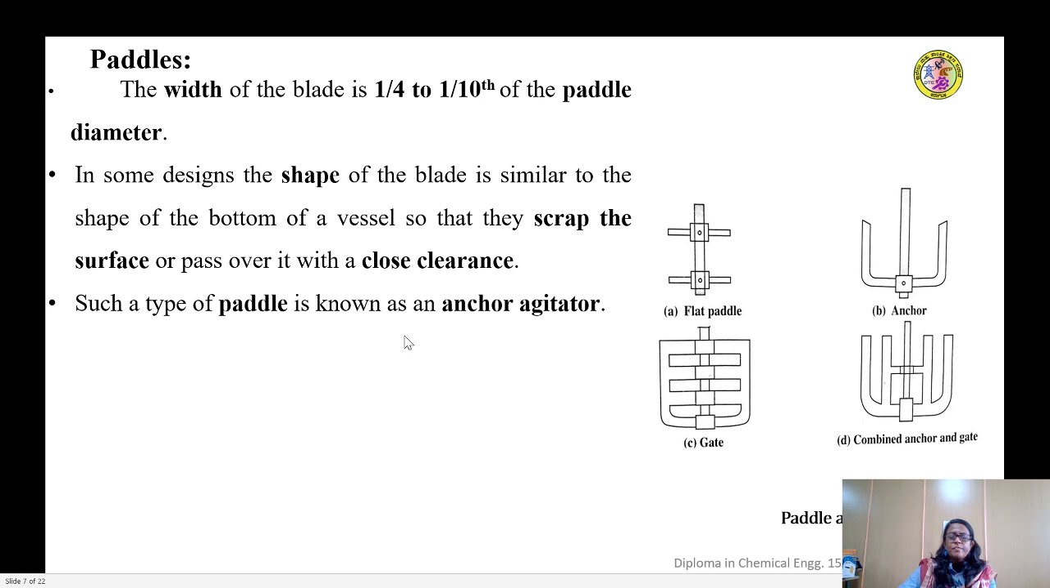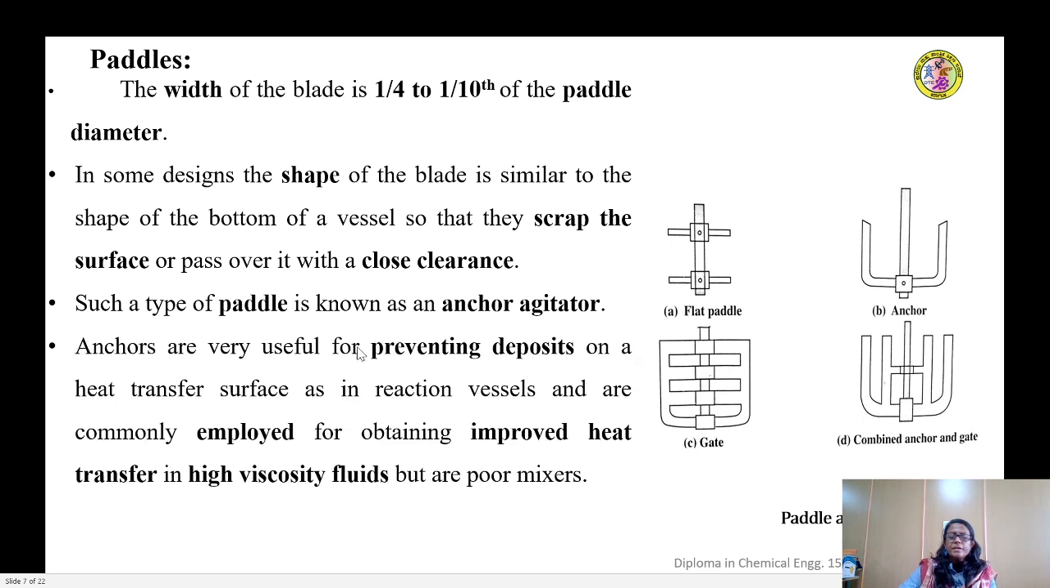Such a type of paddle is known as an anchor agitator, as shown in diagram 2. The anchor agitators are useful in preventing deposits on a heat transfer surface as in reaction vessels and are commonly employed for obtaining improved heat transfer in high viscosity fluids, but are poor mixers. So the main objective of this kind of agitator is just to improve the rate of heat transfer rather than any kind of mixing that could occur.